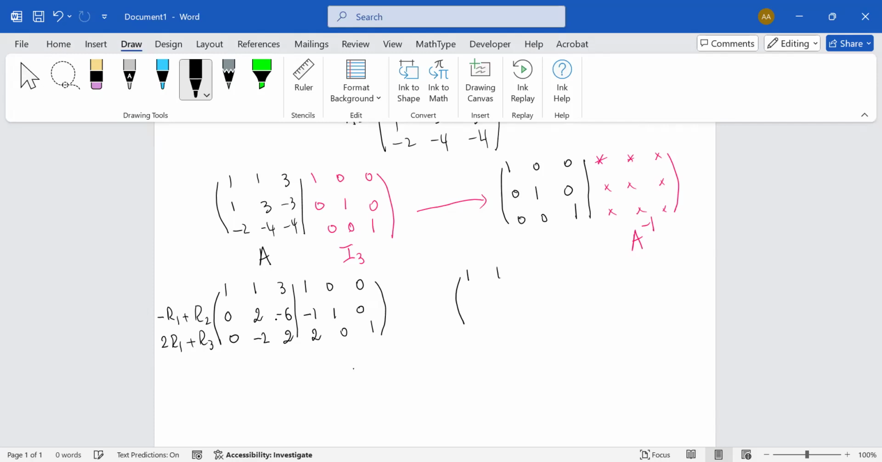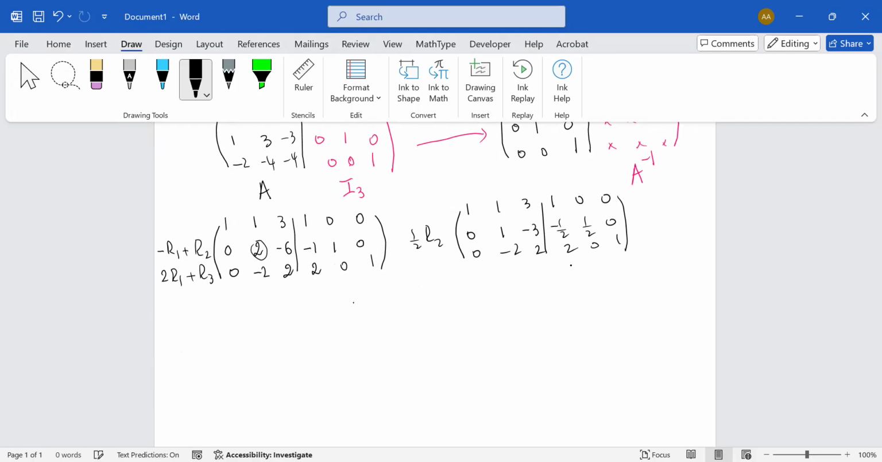Because now if you go to the next step, my pivot, I want to make it 1, so I do 1/2 of R2. I divide the row number 2 by 2. It's going to be 1, 0 here, 1 here, negative 3, negative 1/2, positive 1/2, and 0, right? And then this one is 0, negative 2, 2, 2, 0, 1.